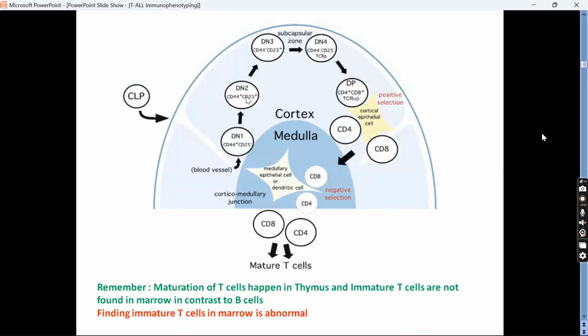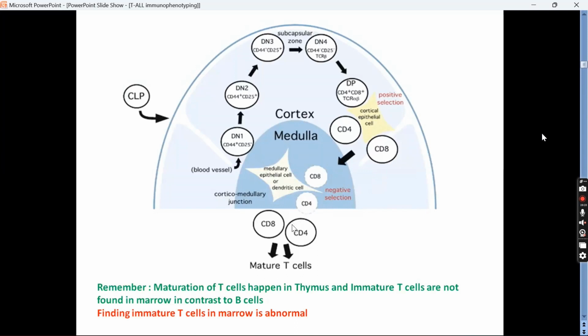As they mature, they go to the subcapsular zone and then come to the cortical zone. In the cortex it becomes a double positive T cell, where it expresses both CD4 and CD8, whereas here it is double negative, 4 and 8 negative. In the cortical area, it then needs to undergo positive selection after interacting with cortical epithelial cells. Now the T cells have either CD4 or CD8, so they have to lose one. So this is how the normal maturation happens.